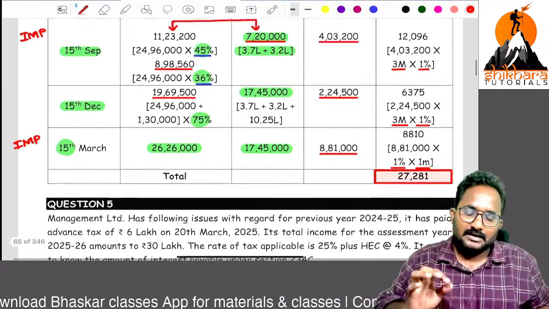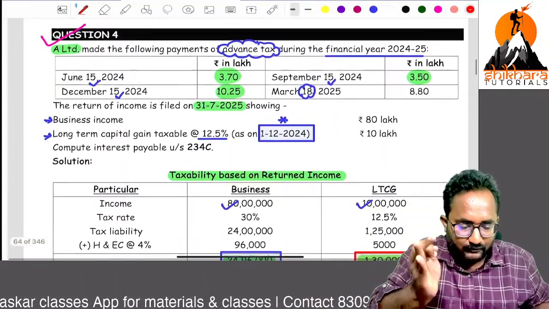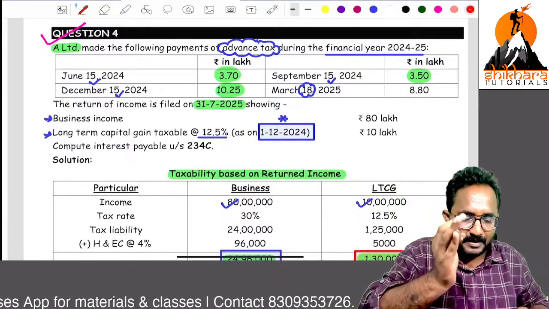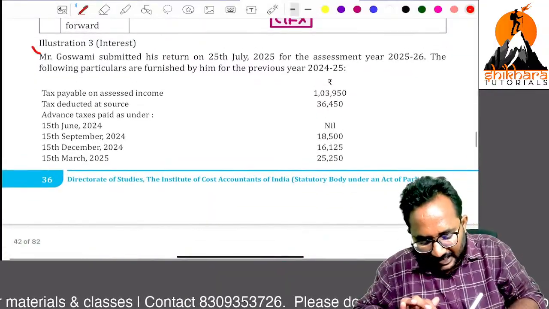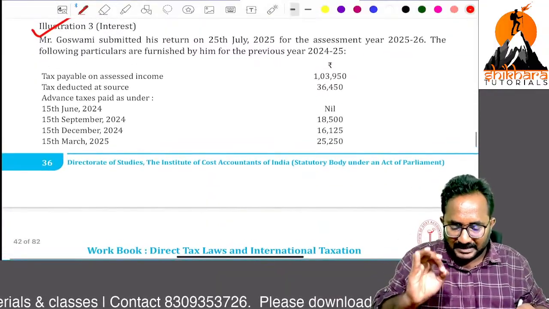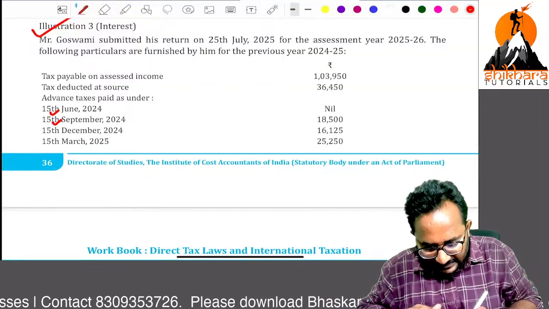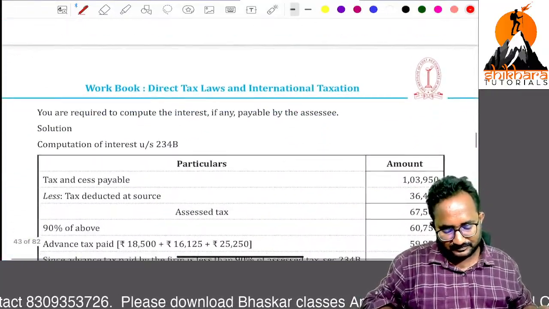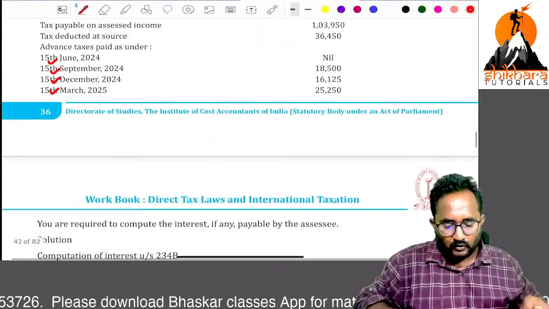27,281. So definitely I am expecting this question in the upcoming exams, 234C exclusively. Either they will give you a comprehensive question related to all the sections. In our workbook also they have given a 234C related question, but here he paid all installments within the due date. You can calculate in my own format also.